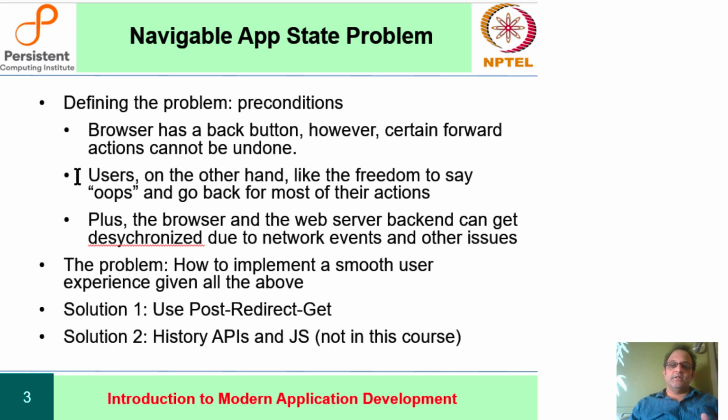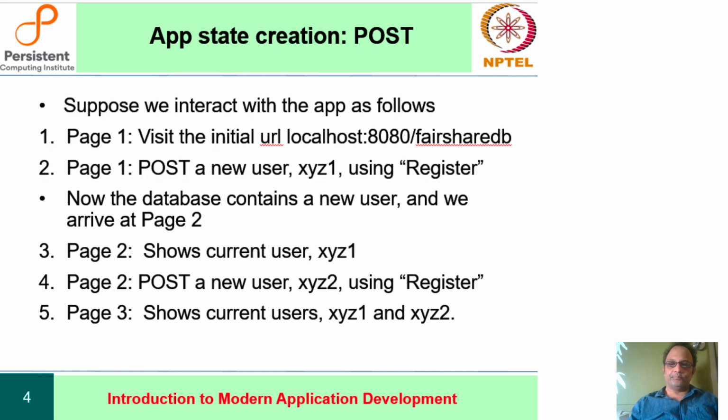And the third precondition of the problem is that the browser and the web server backend can get desynchronized because there may be network events or issues on the machine or what have you. So given these preconditions, how do we implement a smooth user experience? That's the issue. And one solution, as I have mentioned several times, is this post redirect get style. And the second is based on something called history APIs and JavaScript, which you should know about. That solution exists, but we won't touch upon that in this course.